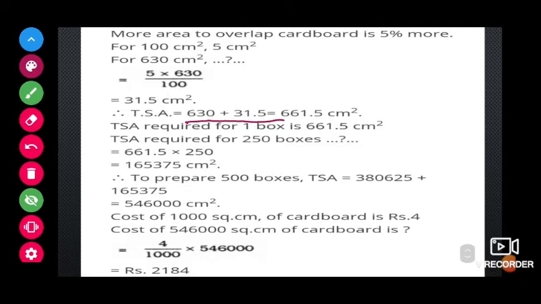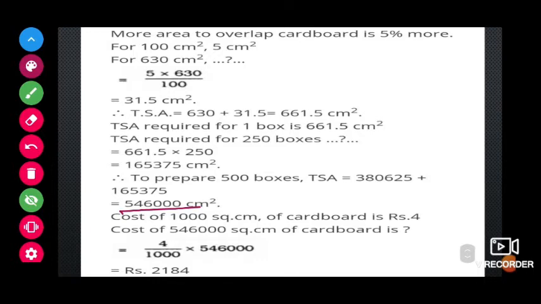If we want it for 250 boxes, 661.5 into 250 is 1,65,375 centimeter square. This is 250 for the big boxes and 250 for the small boxes. The total will be 3,80,625 plus 1,65,375. In total we will get 5,46,000.